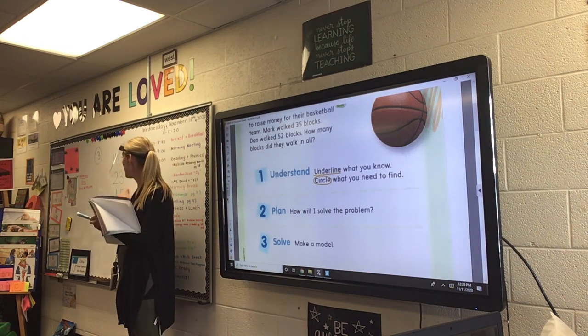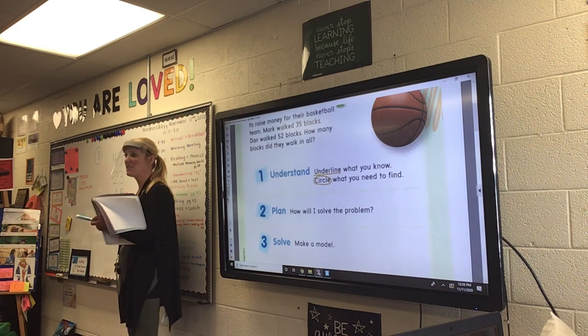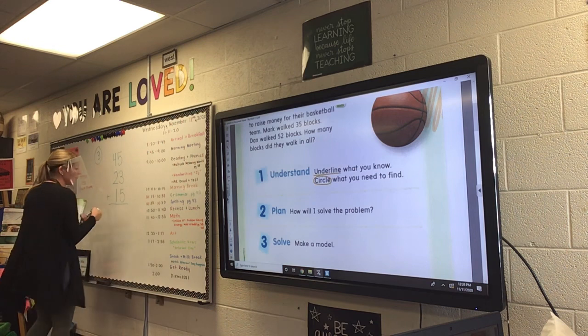So we're going to start with the ones column. Second graders, right here, I see 5 and 5. What is 5 and 5? 10. And then add 3: 11, 12, 13. So put down the 3.